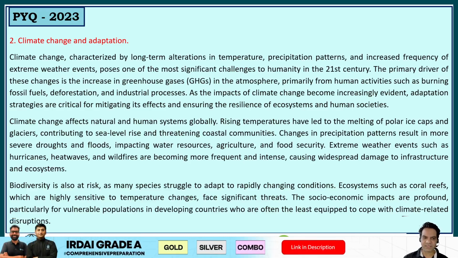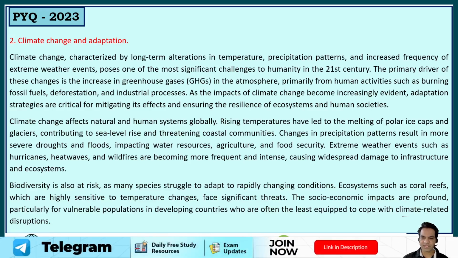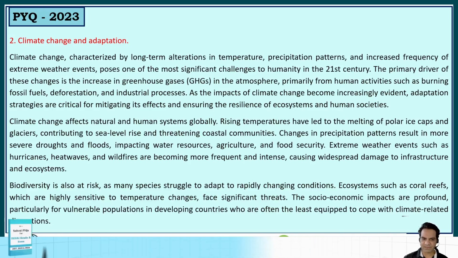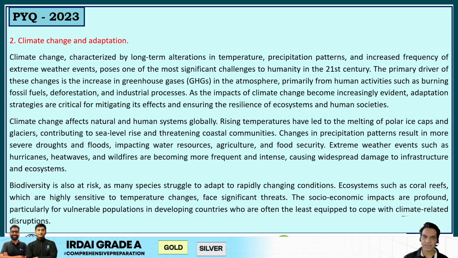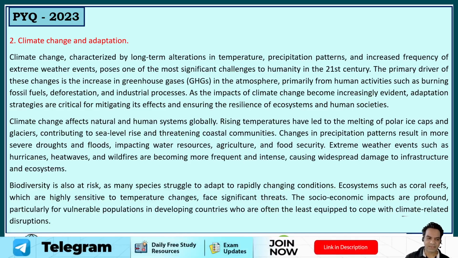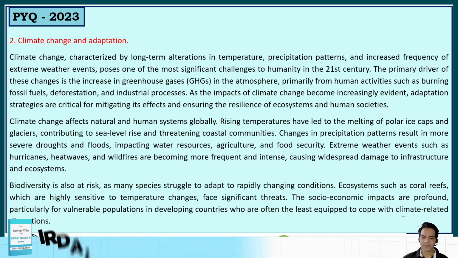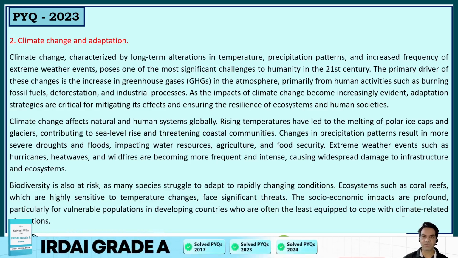Climate change affects natural and human systems globally. Rising temperatures lead to melting of polar ice caps and rising sea levels, threatening coastal communities. Then it also leads to severe droughts impacting water resources, floods, agriculture, food security, and extreme weather events such as hurricanes, heat waves, wildfires, El Nino. Right, these are all impacts of climate change. Then biodiversity is also at risk because of climate change. Species have to move to new places, or they become extinct.